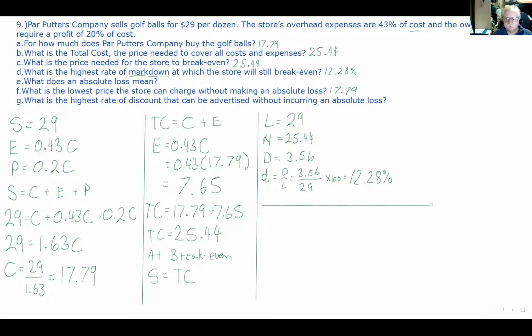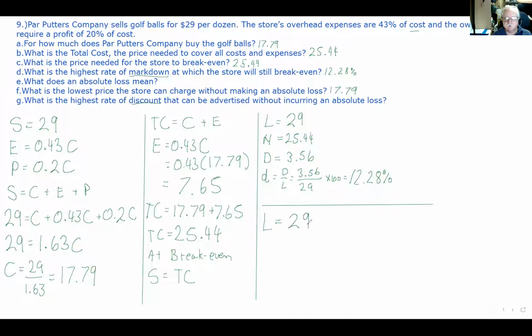And then they want you to do the same calculation again. They say, what is the highest rate of discount? Notice they've slightly changed the wording. They said rate of markdown. Now they say rate of discount, but they're exactly the same thing that can be advertised without incurring an absolute loss. So go back to the higher of the prices.